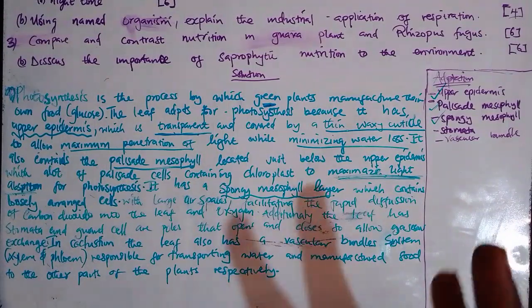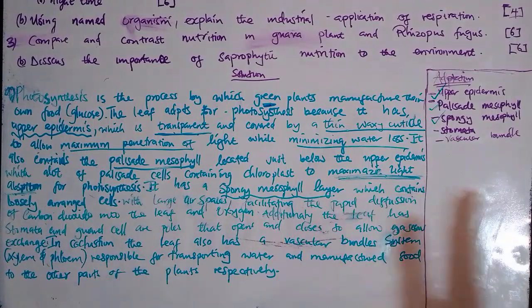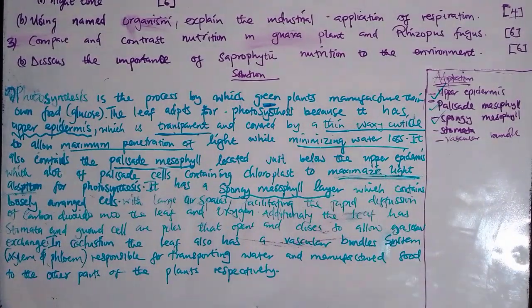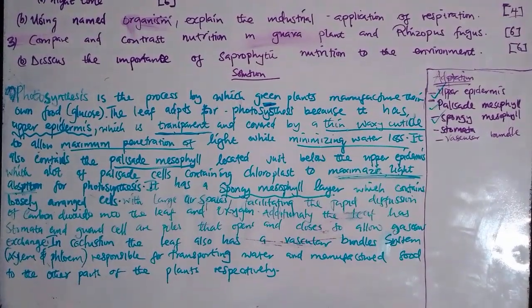It also has the vascular bundle responsible for transporting manufactured food and water from the roots to other parts of the plant, or the palisade cell, so that the photosynthesis can take place.